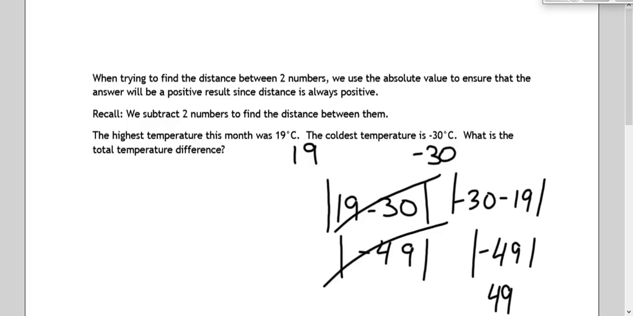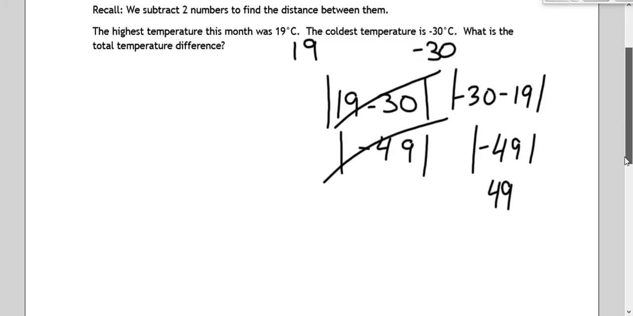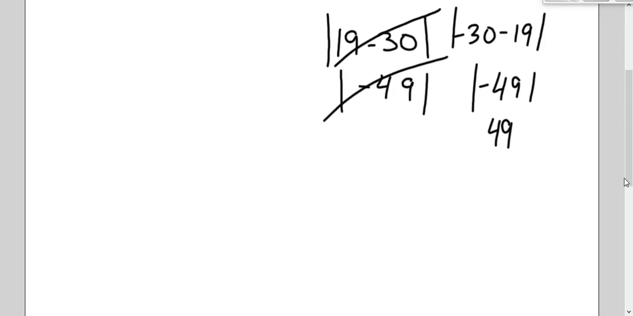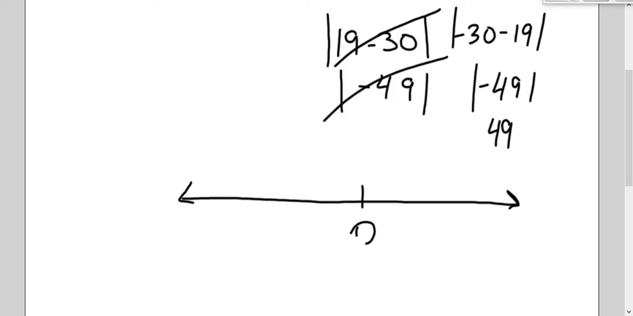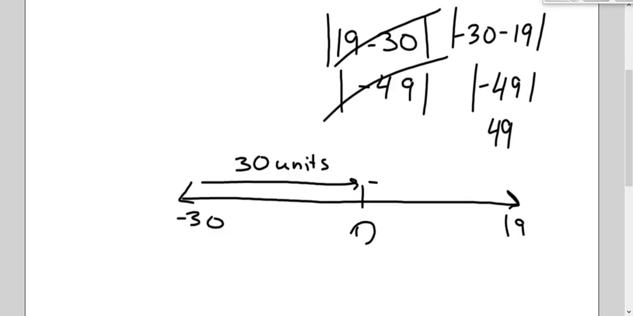Because we have to go up 30 units. So let's diagram my thinking here that I knew that this was wrong. So if I have a number line, let's say this is 0, this is 19, this is -30. So I know I need to go 30 units to get to here. And I know I need to go another 19 units to get here, which means I know that this should be 49 units.